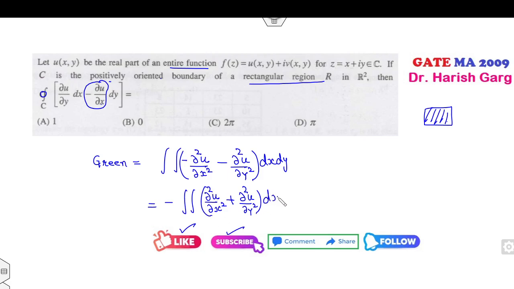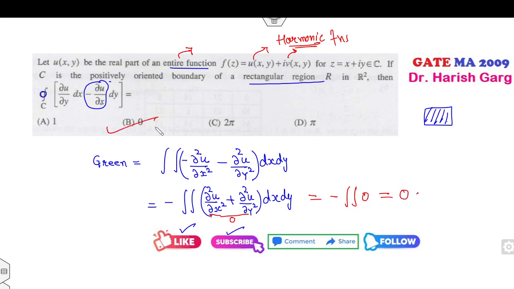Now can you get the answer of this? What is given to you is an entire function. So u and v will satisfy the harmonic equation, and once this is harmonic, the value of this will be 0. So the answer is 0, which is the correct answer of this problem.